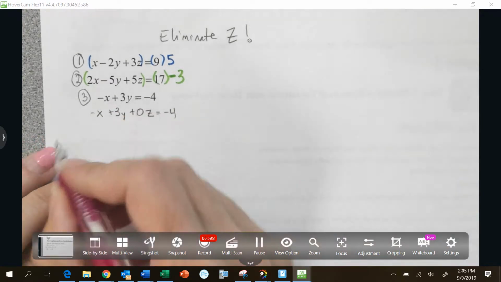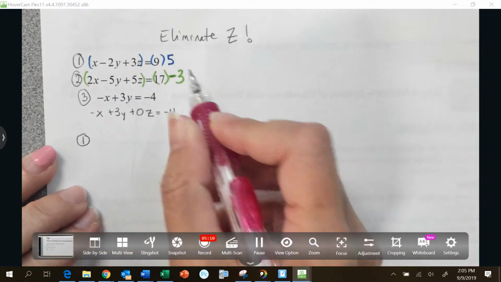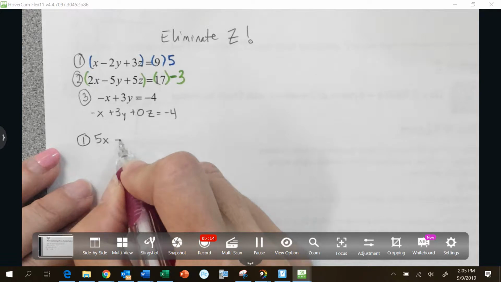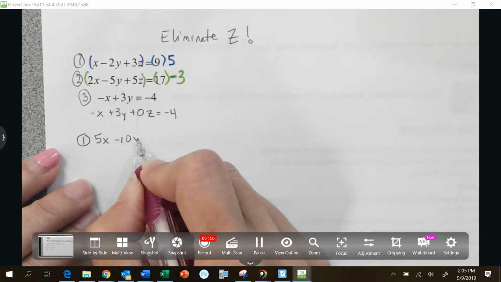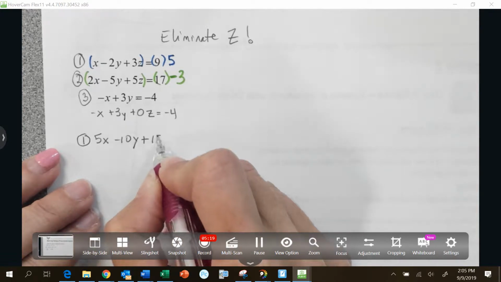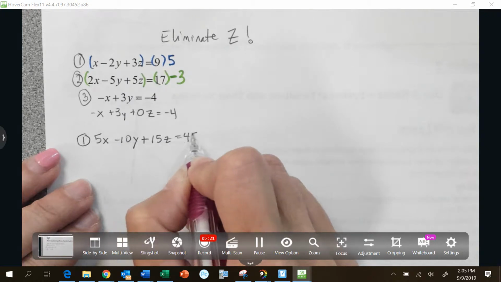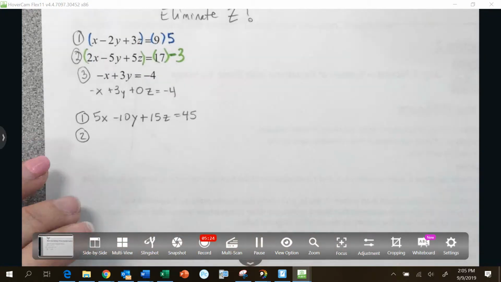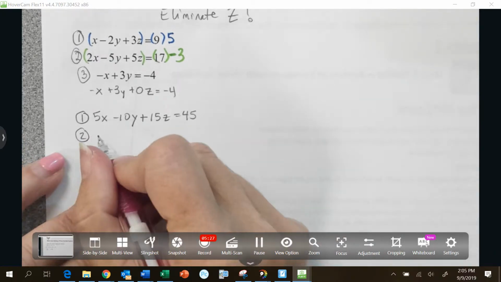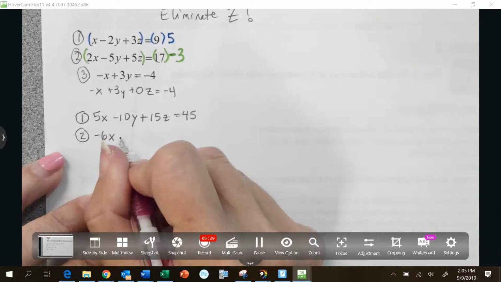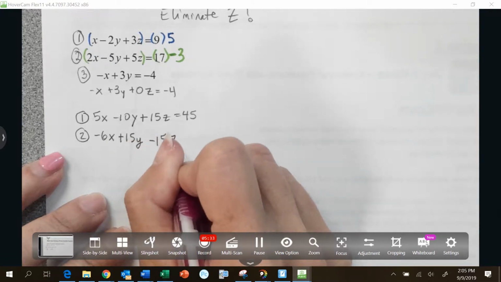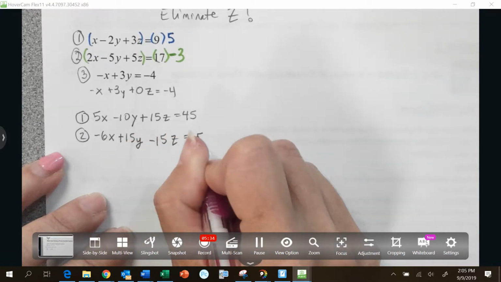So I'm going to rewrite equation 1. Distribute the 5 to everything. So I get 5x minus 10y plus 15z equals 45. I'm going to rewrite equation 2. Distribute the negative 3 to everything. Negative 6x plus 15y minus 15z equals negative 51.